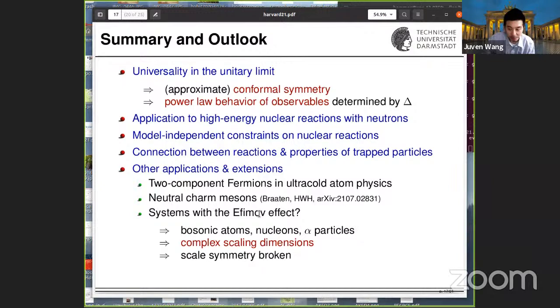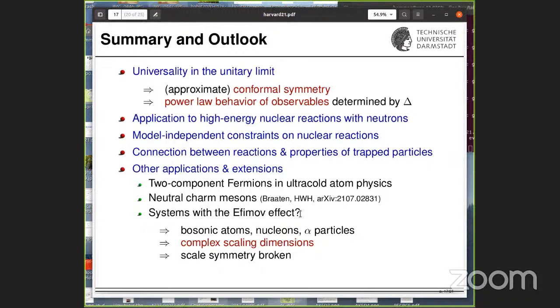Can I ask a question? Please. So you emphasized that you are talking about a two fermion system. No, here I talked about more than two. I just said that in certain systems, so for neutrons, you have conformal symmetry for an arbitrary number of neutrons. But if you would go to other systems, and you know, these are these systems where you have the Efimov effect, then the conformal symmetry is broken if you have more than two.